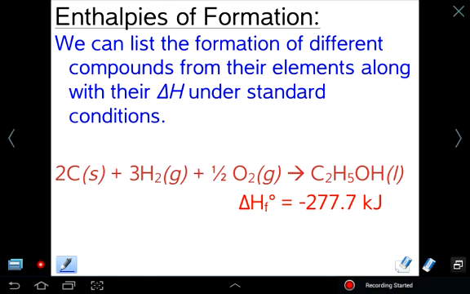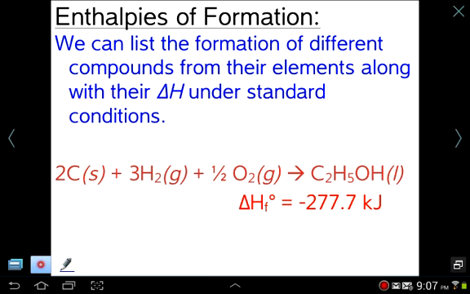Okay, this will be the last lesson, Chapter 5, Lesson 5. And what we'll do here is talk about something called enthalpies of formation. Now, we can list the formation of compounds from their elements along with the delta H value under standard conditions. And this is actually listed in the back of our book.